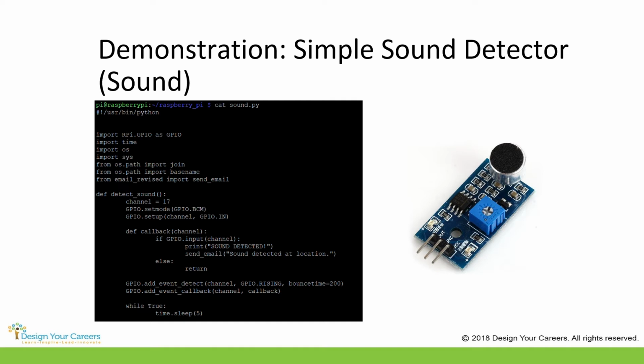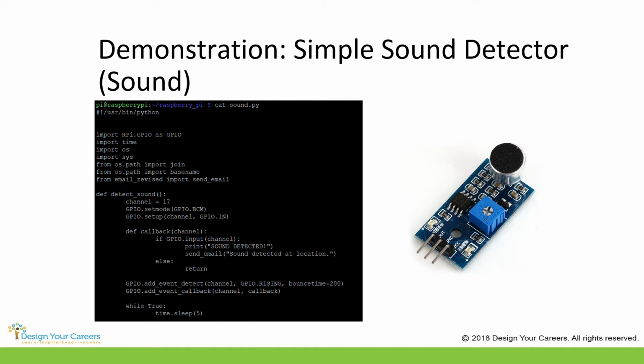We define a function then called callback, nested inside the detect sound function, and we point it to a channel, and that channel is obviously going to be channel number 17. And when we detect sound, it's going to return a Boolean value of true, and since this is analog output, it's either going to be true or false. When we get true, we just print sound is detected, and when we don't get any sound detected, we just return from the nested function.